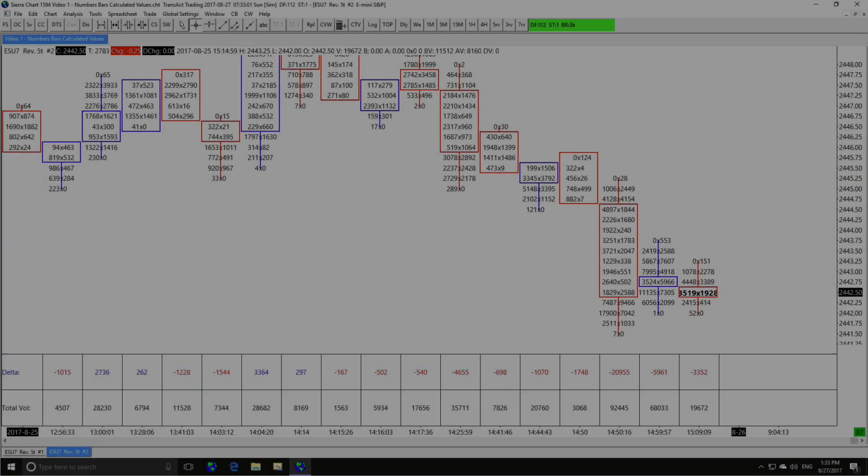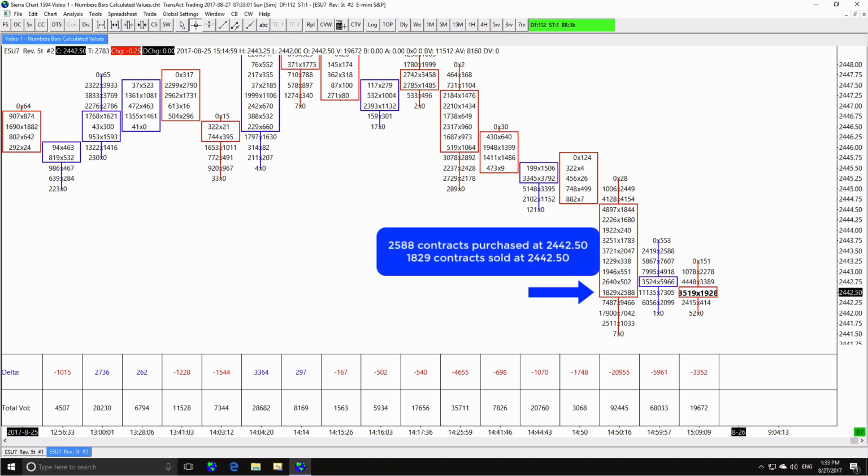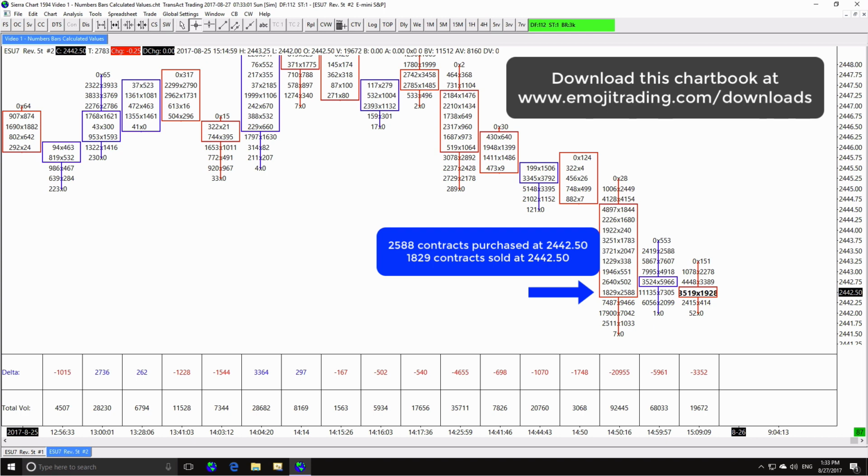level. In our first video, we used Sierra Chart to build a numbers bar chart to display the number of contracts that traded at the bid price and at the ask price for each price level. And underneath the main chart, we used the Sierra Chart numbers bars calculated value study to show a summary of the total volume that traded for each bar and the delta for each bar, the difference between the buying and the selling that occurred within each bar.